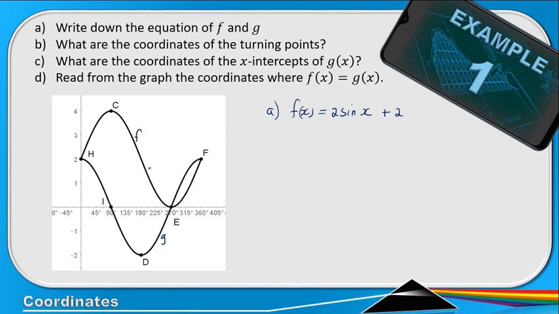And then for g, this resembles the cos graph. And we can see it goes from -2 to 2. So the midpoint is still at 0, meaning it hasn't shifted up or down. And then we can see it goes up to 2, obviously, so the amplitude will be 2. So g of x is equal to 2 cos x.